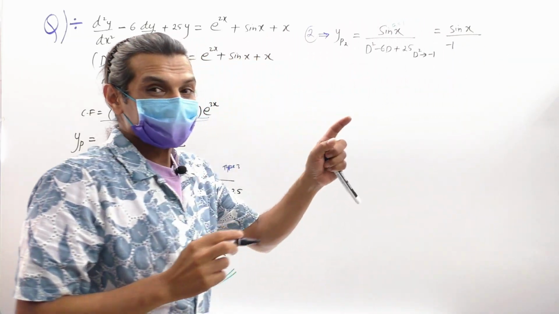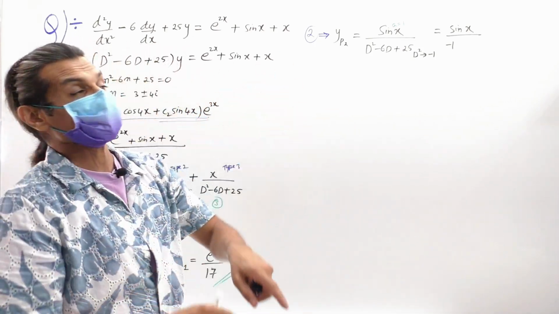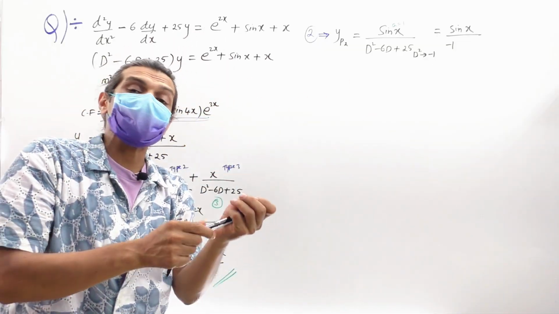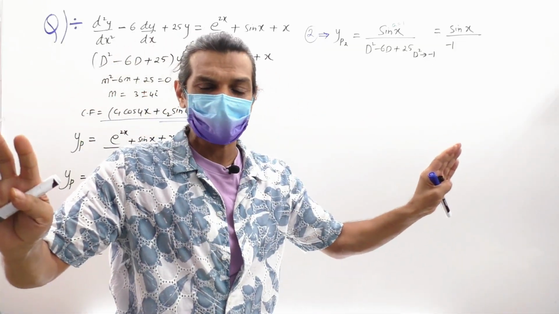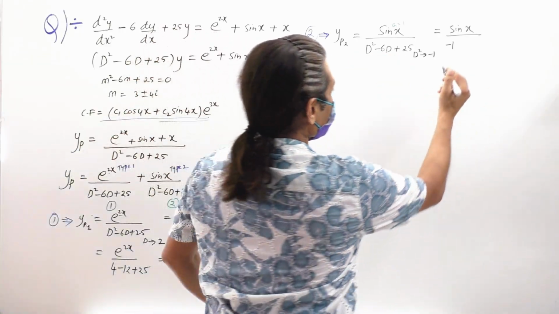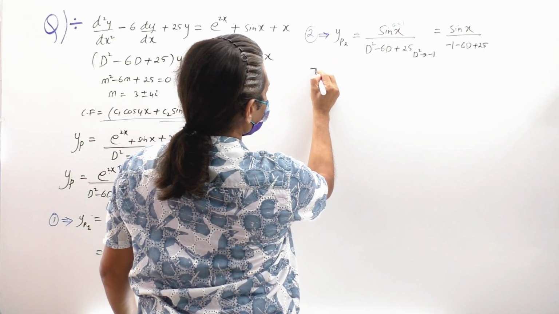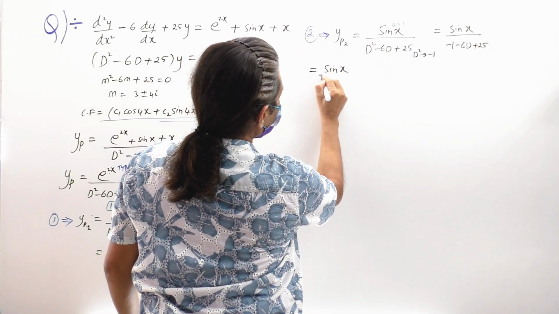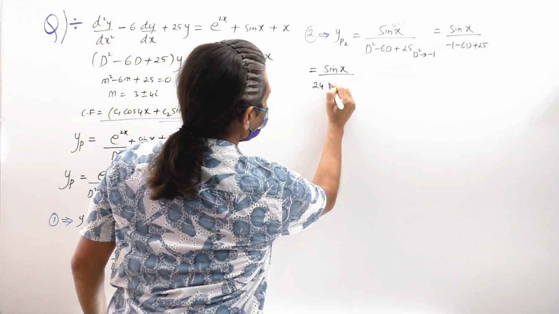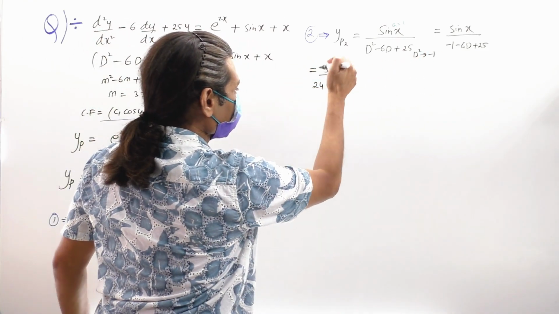See, many people make a mistake here, despite so much explanation: they write minus 1 square. Replace d square, wherever there is d square, put minus 1, that is it, simple. Wherever there is d square, simply put minus 1, nothing else. Minus 1 minus 6d plus 25. Now, this will be sin x whole divided by, so 25 minus 1 is 24, minus 6d.